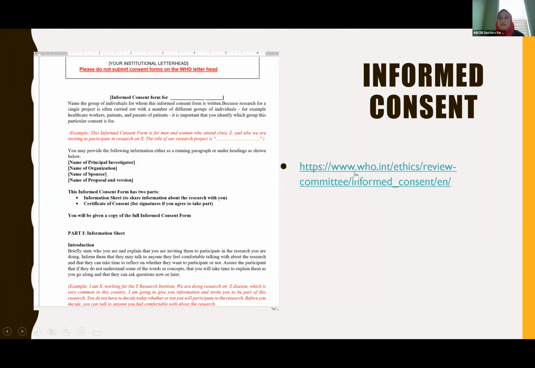Informed consent, like I said, if you go to the WHO, you can look this up and you will find a form that shows you how to fill it out. You download it, put it into a Word document, and obviously put your own institutional letterhead, and you can go through the whole thing. This is a link. We can look at it later, or you can look at it yourself later. Okay, so that is with regards to informed consent.